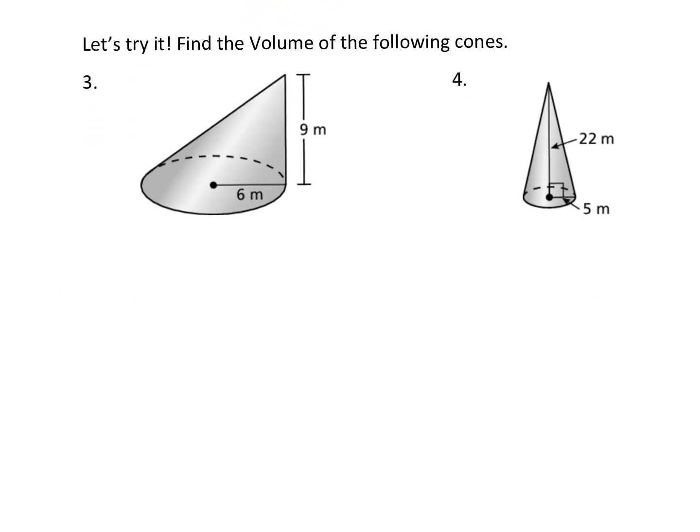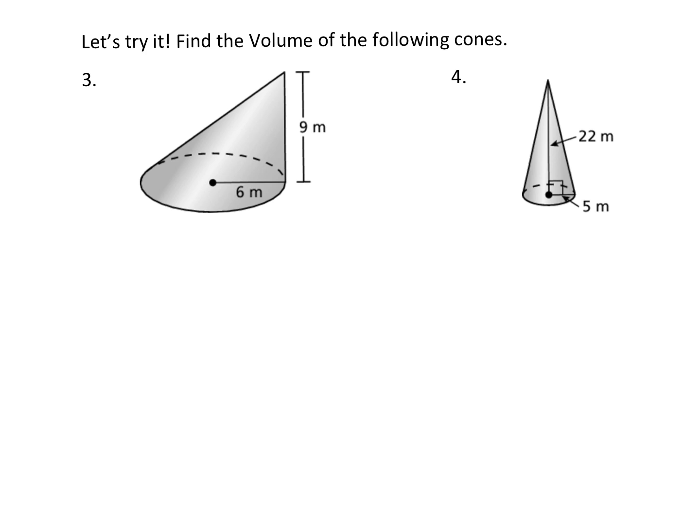Okay, so let's try to find this. So the volume of this cone, it's 1/3. The radius is 6 squared. 1/3 times 6 squared times pi times 9 being the height. Multiply all that through, that is 339 meters cubed.